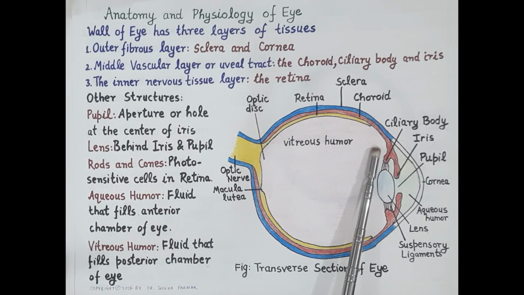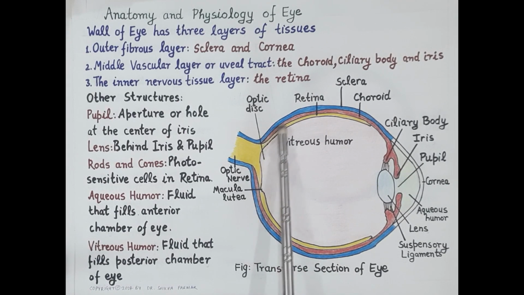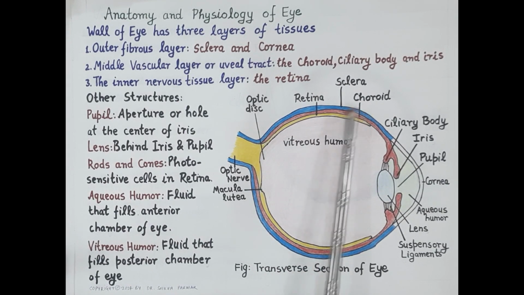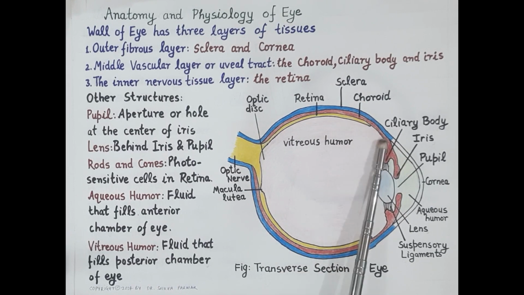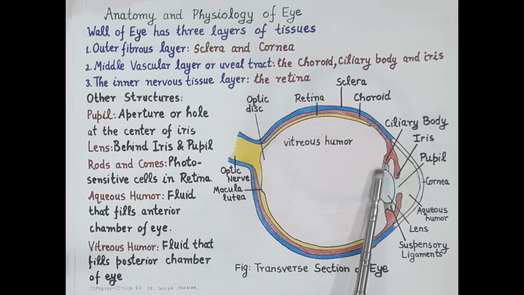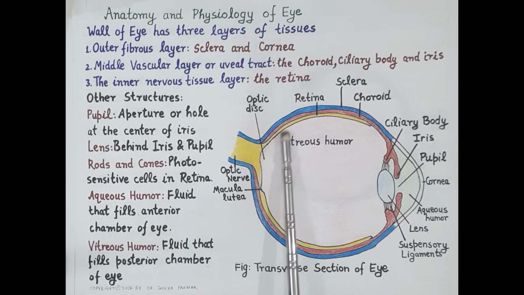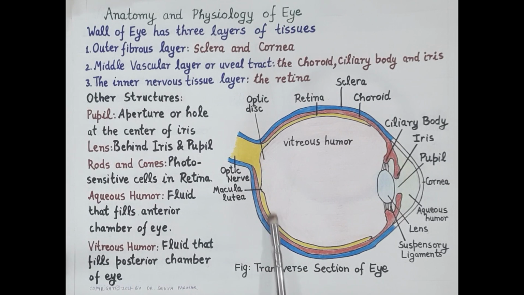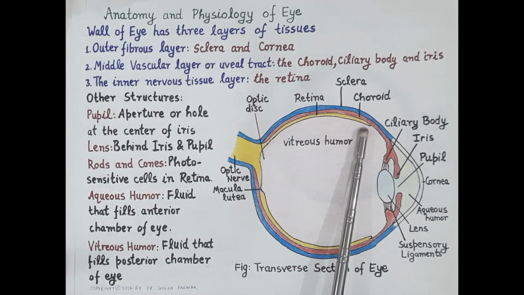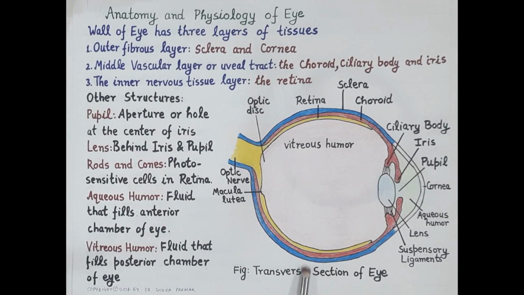Now this middle layer is made up of choroid. So this is the choroid and this choroid is present on the sides and in the front is present the ciliary body and the iris. Then the innermost layer shown here in the yellow color. This innermost layer is known as the retina and this retina is made up of nerve cells. So these are the 3 tissue layers of the wall of the eye.